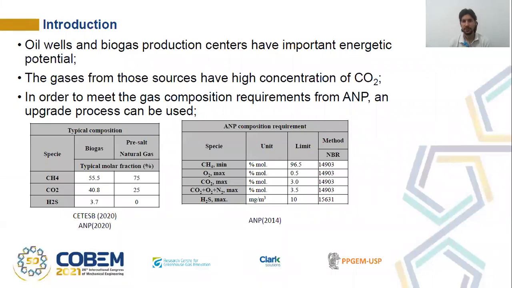Oil wells and biogas production centers have important energetic potential, mainly for the production of methane, but the gases from those sources have high concentrations of carbon dioxide. We show here in the left table the typical composition of the gas streams coming from biogas centers and from the pre-salt natural gas. As you can see, the concentration of carbon dioxide is high. In order to meet the gas composition requirements from ANP, which are shown here in the right table, an upgrade process can be used.